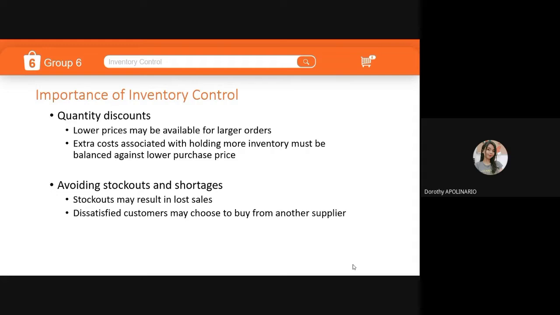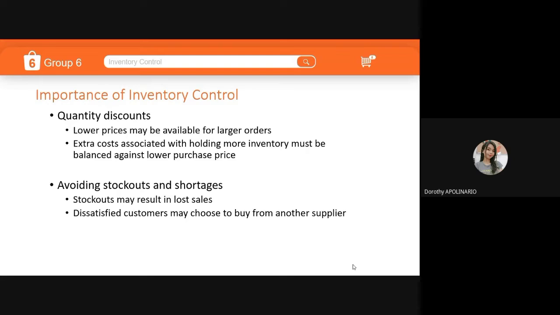The fourth importance is that it is used for quantity discount. Lower prices may be available for larger orders, and extra costs associated with holding more inventory must be balanced against lower purchase price. And the last importance is that it is used for avoiding stockouts and shortages.